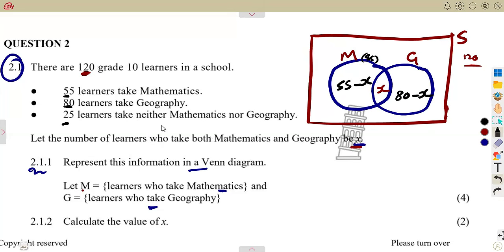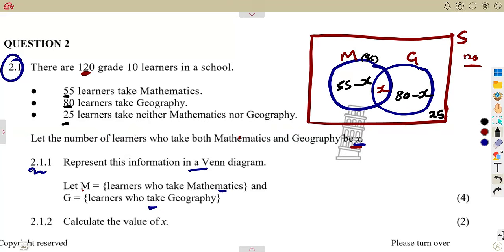And 25 take neither of these. They do not take mathematics or geography. They are not part of maths or geography. That's neither. So where are they? They are outside of these sets. So the 25 is outside. We are going to have it outside of the sets.